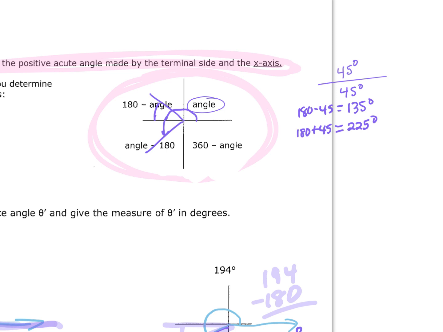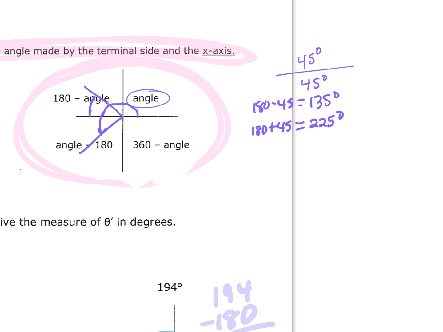Okay, think about that. If you were at 225 and you subtracted 180, we would be at 45 degrees. Right? That's what that's saying. And then to figure out what our 45 degree reference angle is in quadrant 4, we do 360 minus that 45 degrees, and we get that it's 315 degrees.